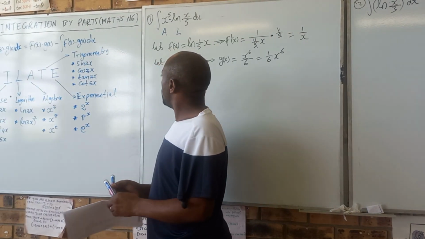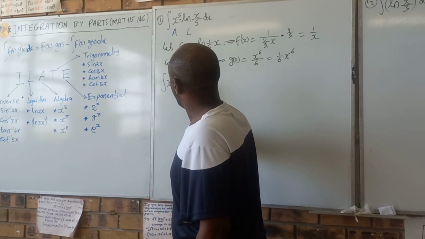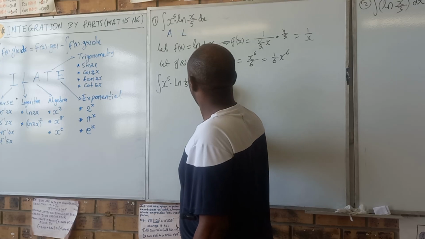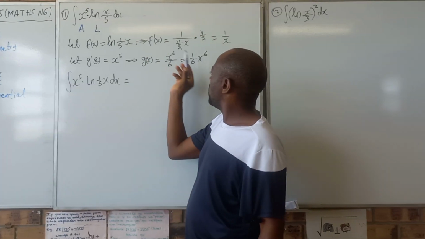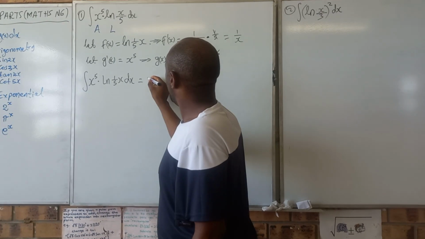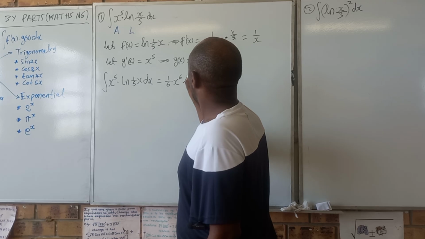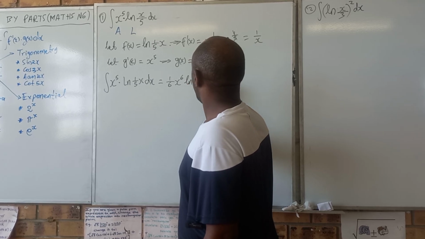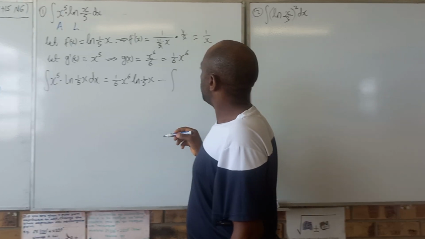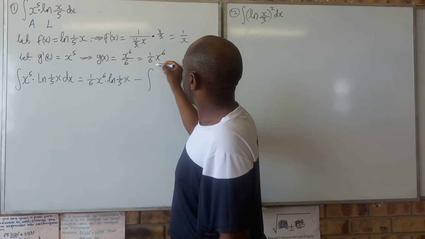So if we now get to our formula, then the integral of x to the power 5 multiplied by ln 1 over 5x dx becomes, I take my g and my f, that will give me 1 on 6 x to the power 6, then ln of 1 over 5x, then minus the integral of f prime g. So this is your f prime, that is your g.